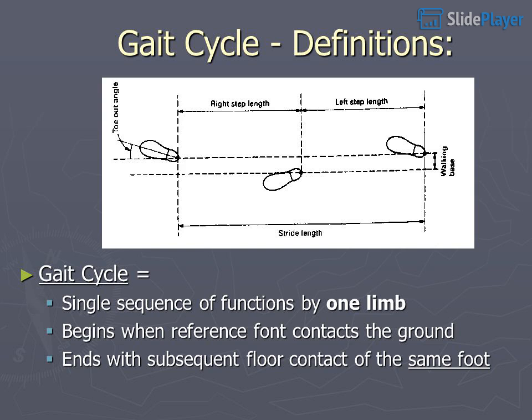Gait cycle, definitions. The gait cycle is a single sequence of functions by one limb. It begins when the reference foot contacts the ground and ends with the subsequent floor contact of the same foot.